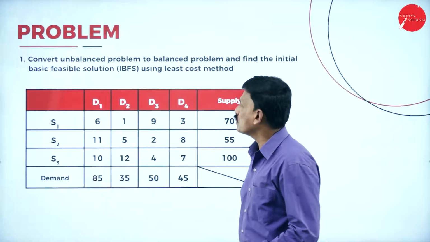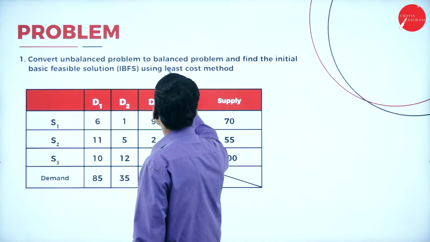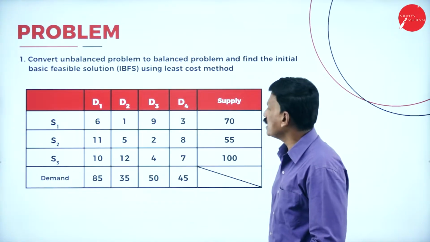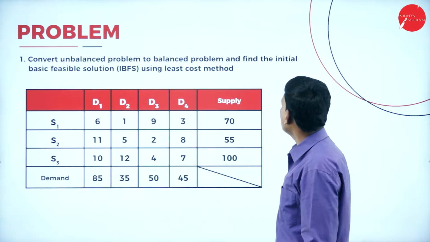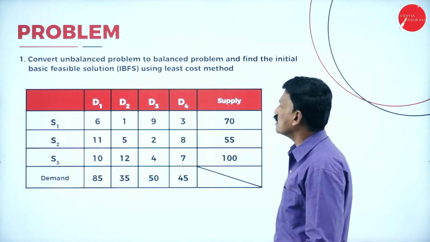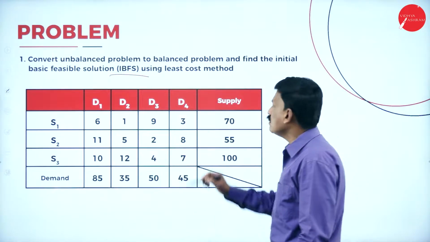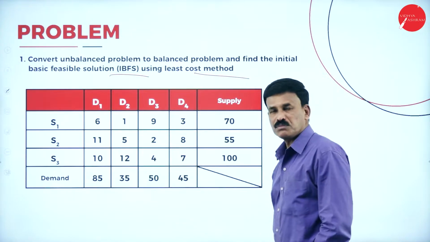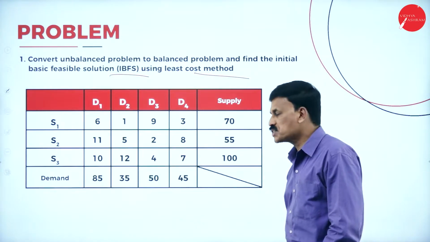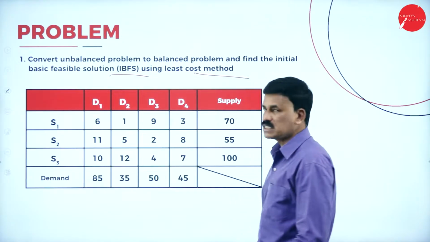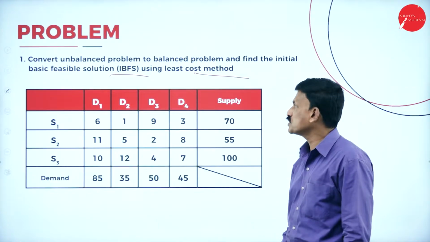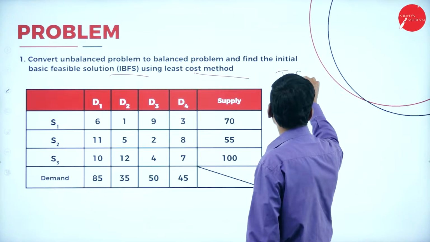Now let me take one problem in unbalanced transportation problem. Solve this unbalanced transportation problem and find the initial basic feasible solution using the least cost method. Which method we are going to apply for this is the least cost method. Now let us check whether it is balanced or unbalanced transportation. So this is a transportation problem.